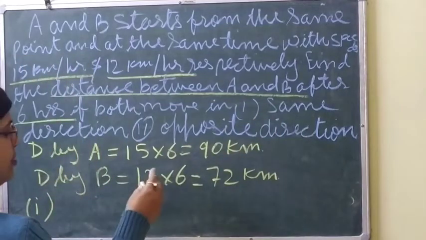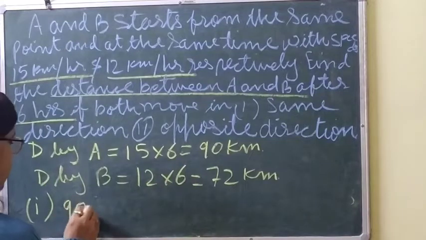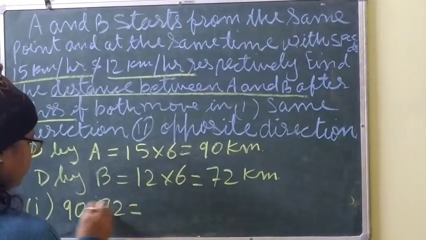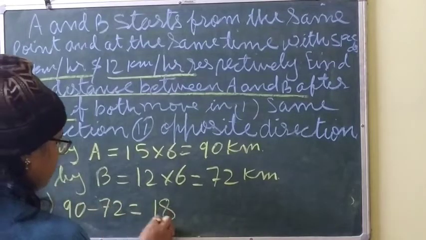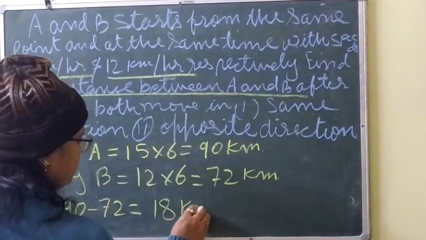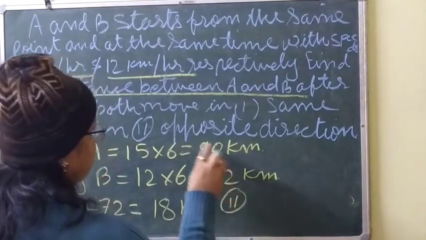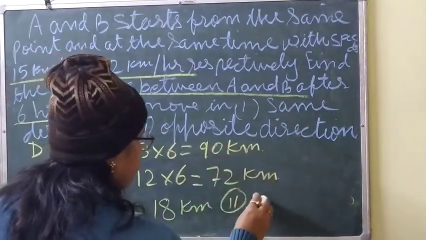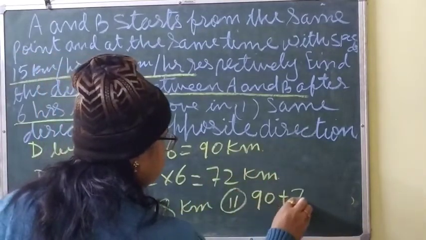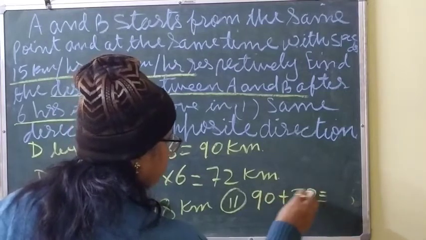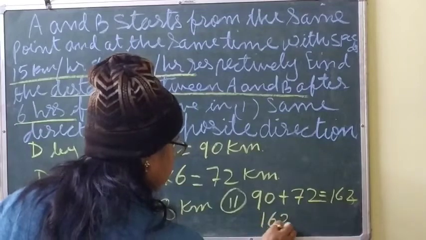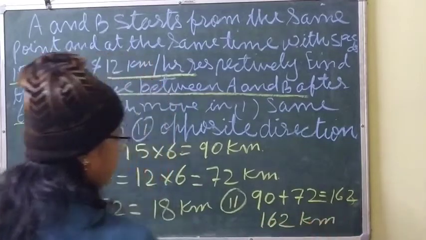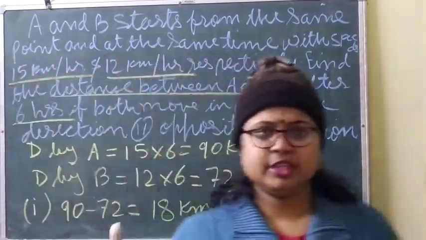Now, first one, same direction. Same direction means we will subtract. So, 90 minus 72, that is 18 kilometers. And the second one is what? Opposite direction. So, we will add. So, 90 plus 72 equal to 162. So, 162 kilometers. This will be the answer.